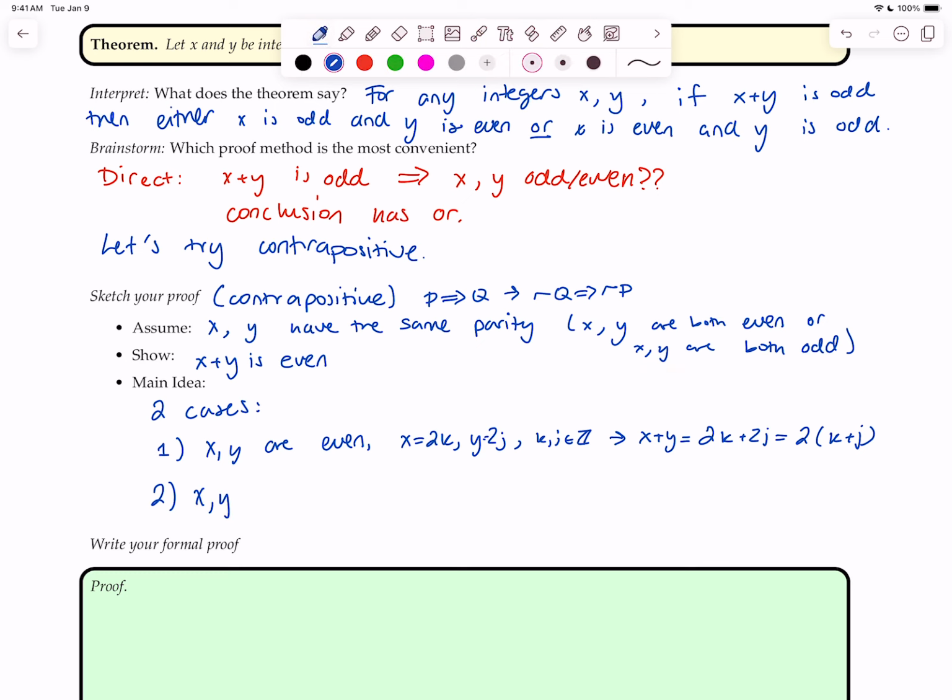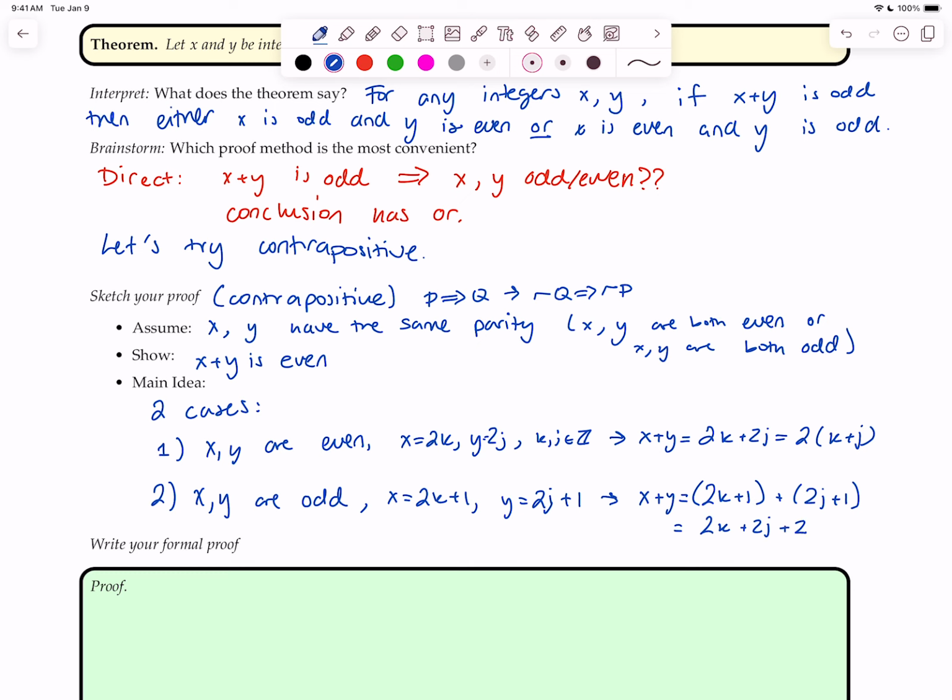So x and y are odd, and in that case we have x is 2k plus 1 and y is 2j plus 1. When we add them together, let's make sure we get something even. So we get 2k plus 1 plus 2j plus 1, and I can write that as 2k plus 2j, and then I combine the two ones and I get plus 2.